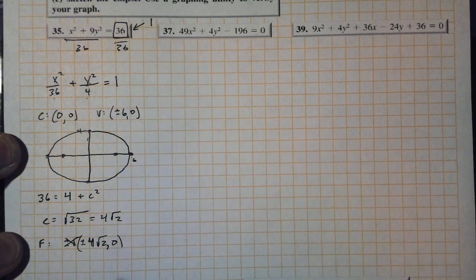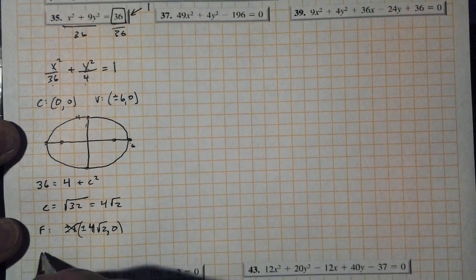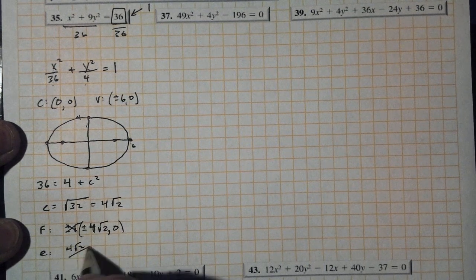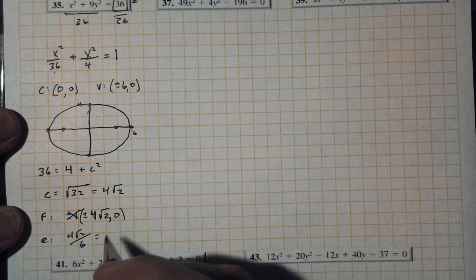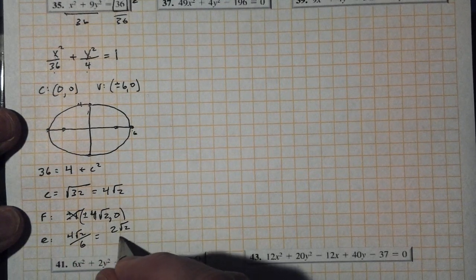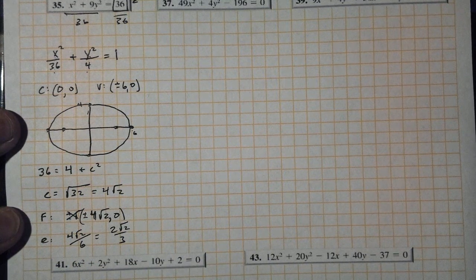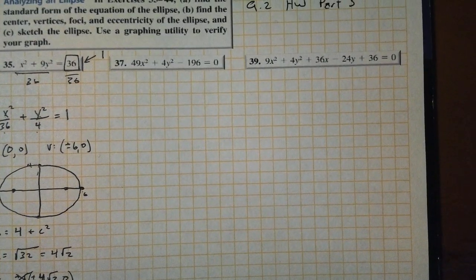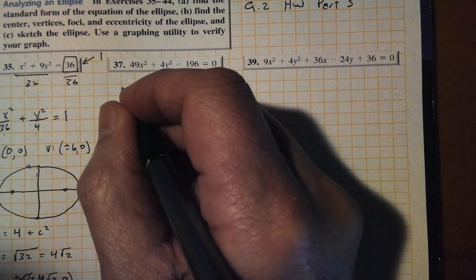And let's see, eccentricity is c on a. So the eccentricity is 4 square root of 2 on a, which is 6, so that's 2 square root of 2 on 3. And we got it sketched, and we're not going to graph it. So there we go. Now this problem, not too bad. A little bigger numbers here, maybe calculator worthy.